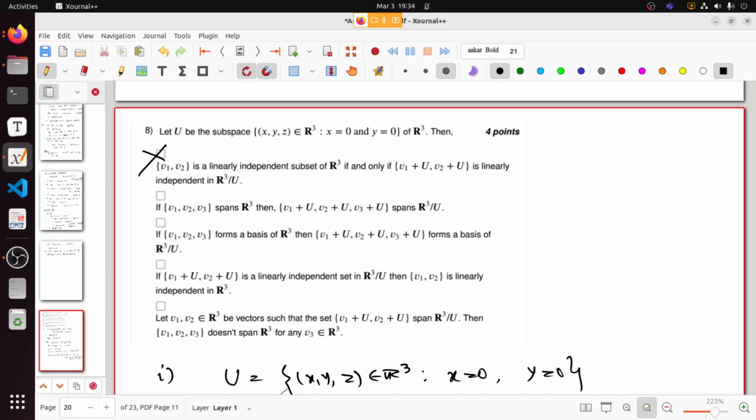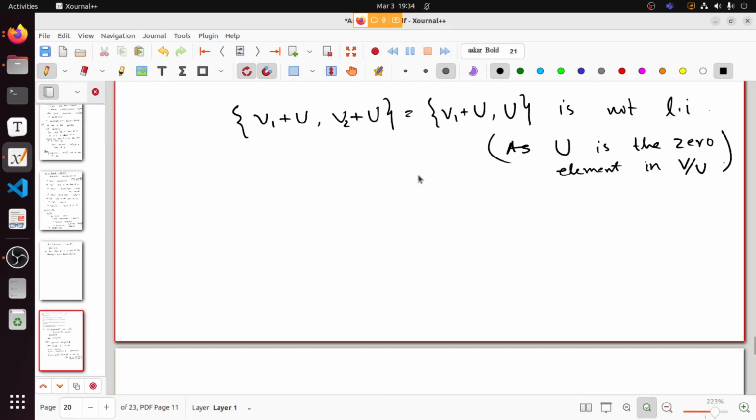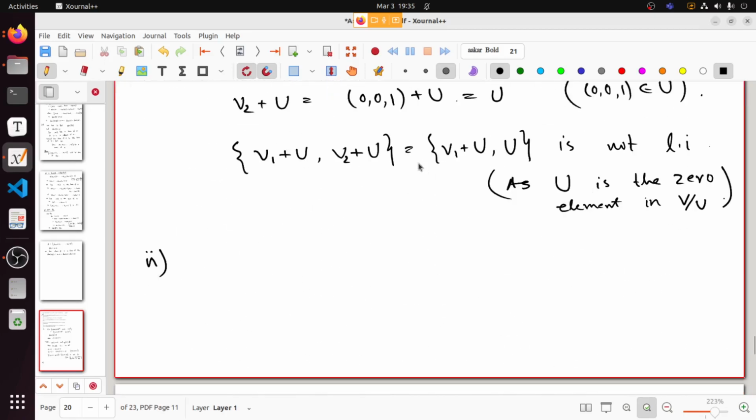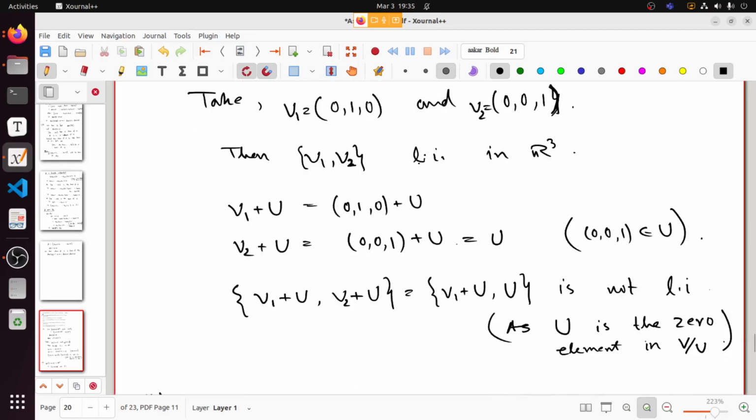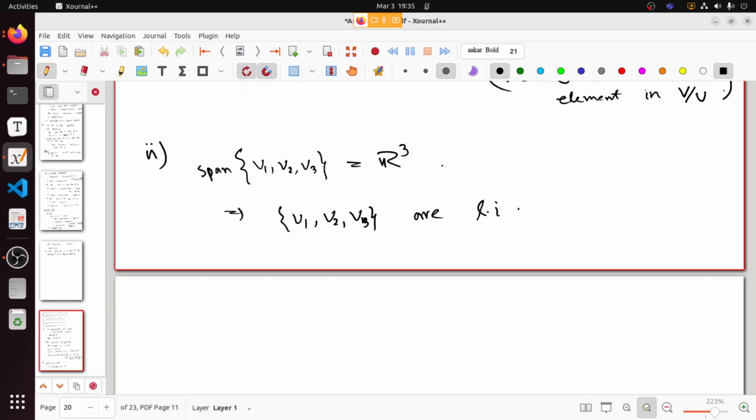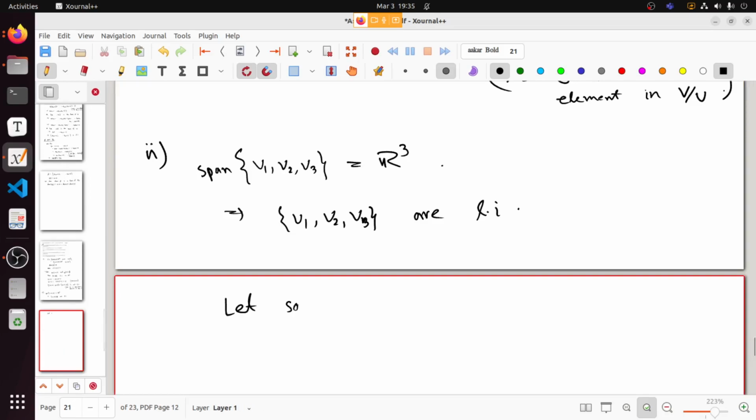Now what is the next option? It's saying that if v1, v2, v3 spans R3, then the corresponding cosets span R3 mod U. So v1, v2, v3 spans R3. R3 has dimension 3, and these are 3 elements, so they are all linearly independent. And we have shown that U has dimension 1, so one element among them will be in U. So let's say b3 is in U, as U has dimension 1.